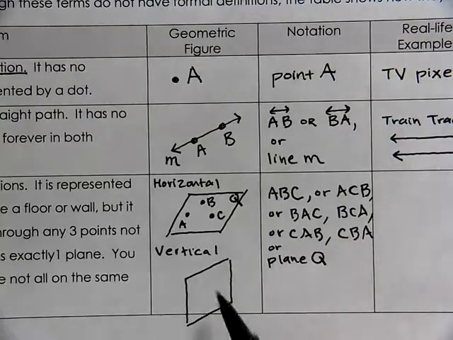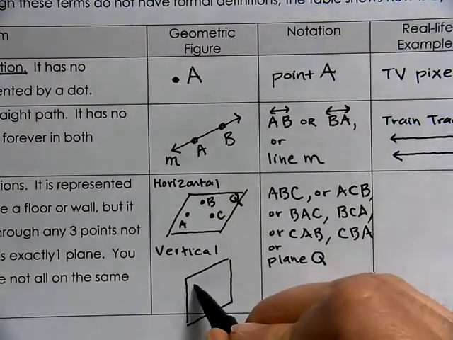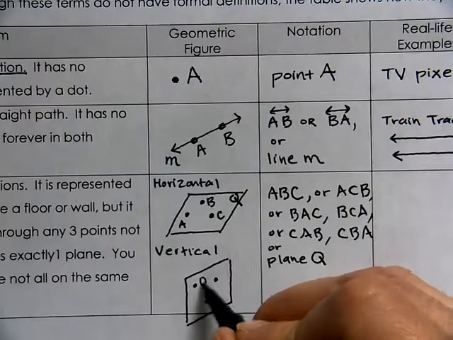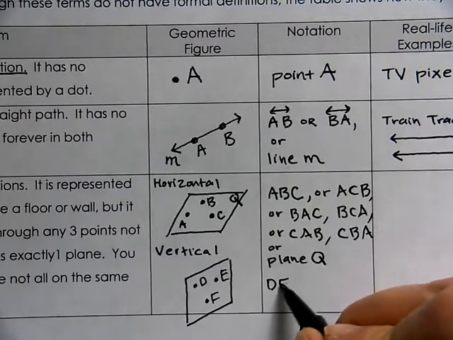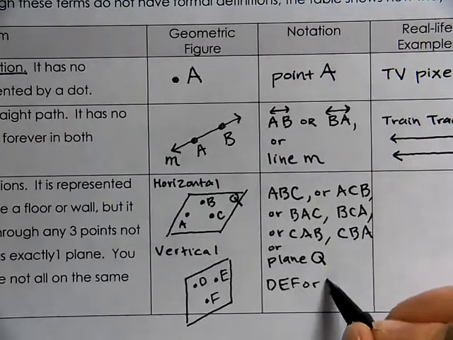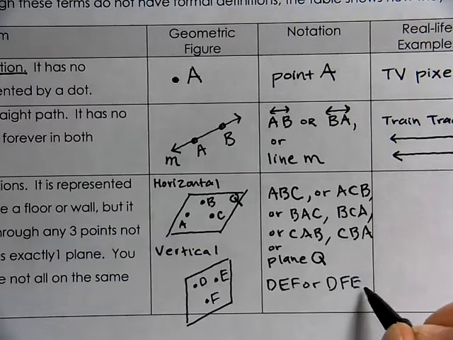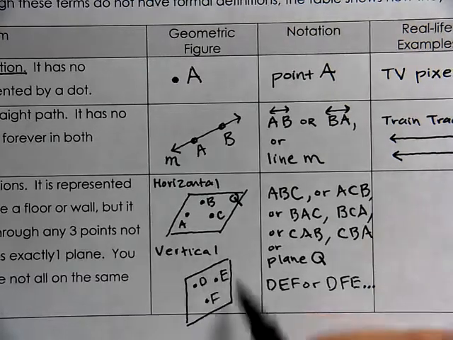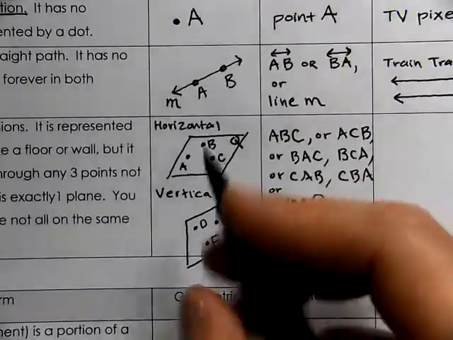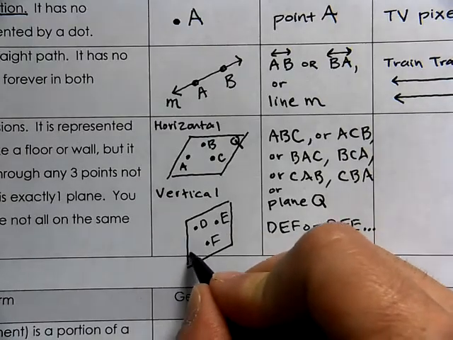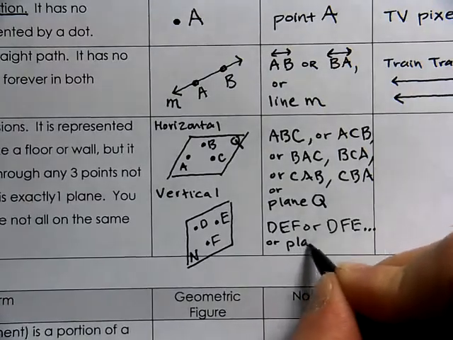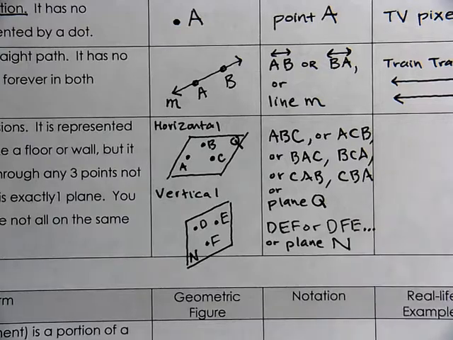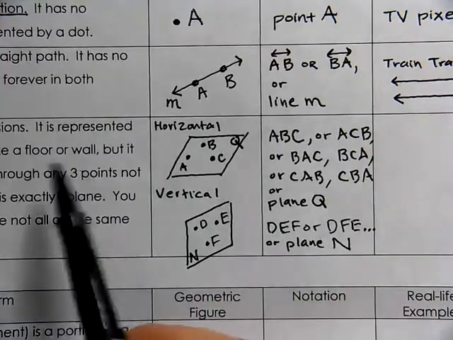So here's another example. Our vertical plane, put 3 points. Now again, they cannot be in a straight line. Call this DEF. So point D, point E, point F. So this would be plane DEF, or plane DFE, etc. The pattern continues. You can shuffle those letters around any way you want. Let's put a capital letter in one of the corners here. Let's put a capital N. Notice there's no dot. It's not a point. This is plane N. So we can call it plane N.